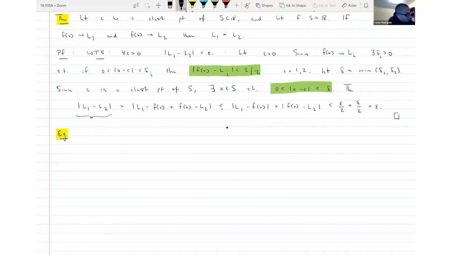So let's look at the limit as x goes to c of the function ax plus b. And I claim this is equal to ac plus b. Okay, so here S is, although I didn't write it out, this function ax plus b, I'm looking at it defined on all of R. And c is a real number. Okay, so we have to verify this definition.